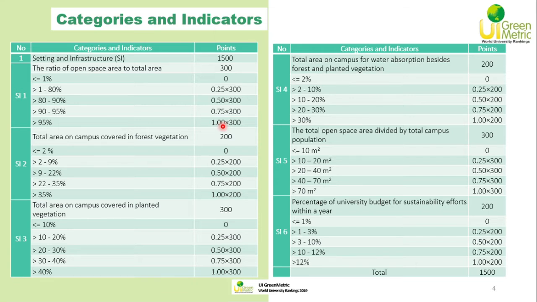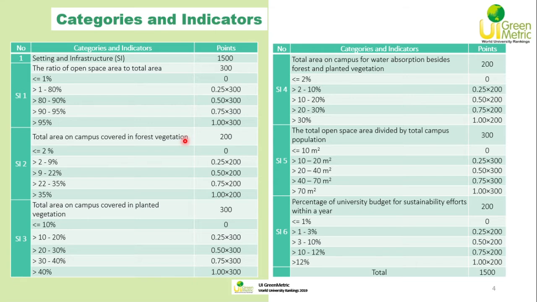The openness of your campus is measured in terms of several criteria. The first one is your campus population. In terms of this criterion, you need to have 70 square meters or more for each individual on your campus. This is criterion 5. The next criterion is vegetation, which is of 2 kinds, forest and planted.